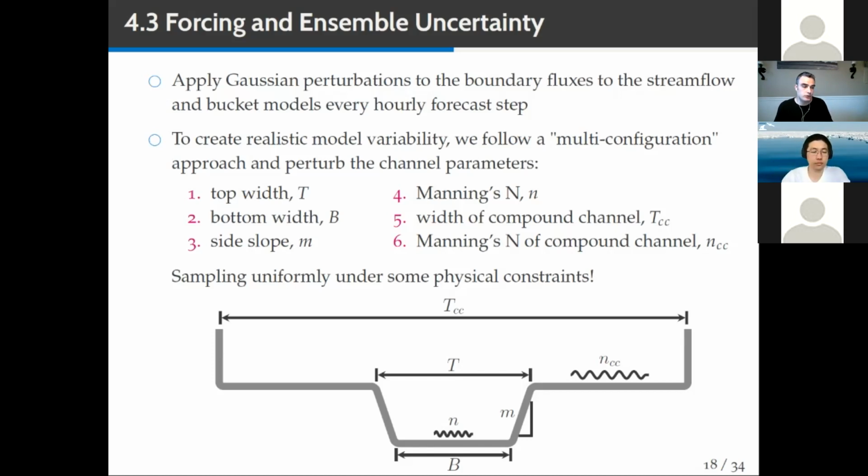And we use some kind of uniform perturbation to get these ensembles for these parameters, but with some physical constraints. For instance, the bottom width cannot be larger than this width here. The same goes for T, which cannot be larger than TCC, just to make sure we're working with physically nice-looking channels.